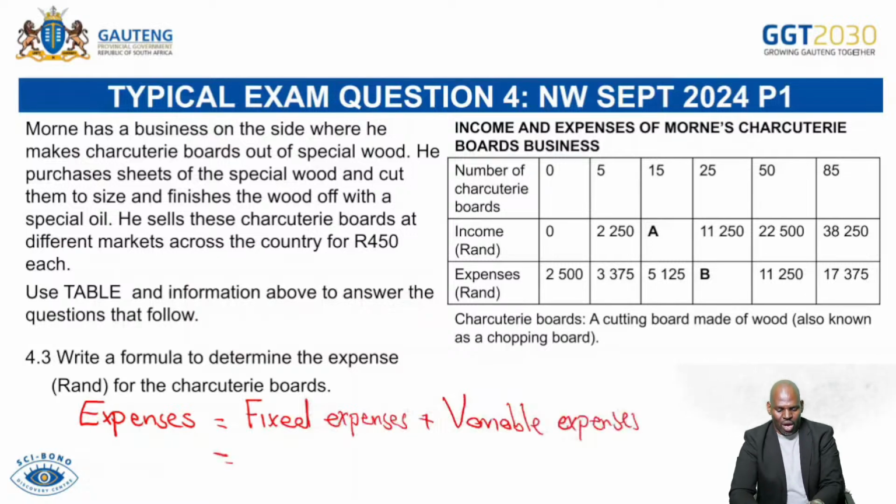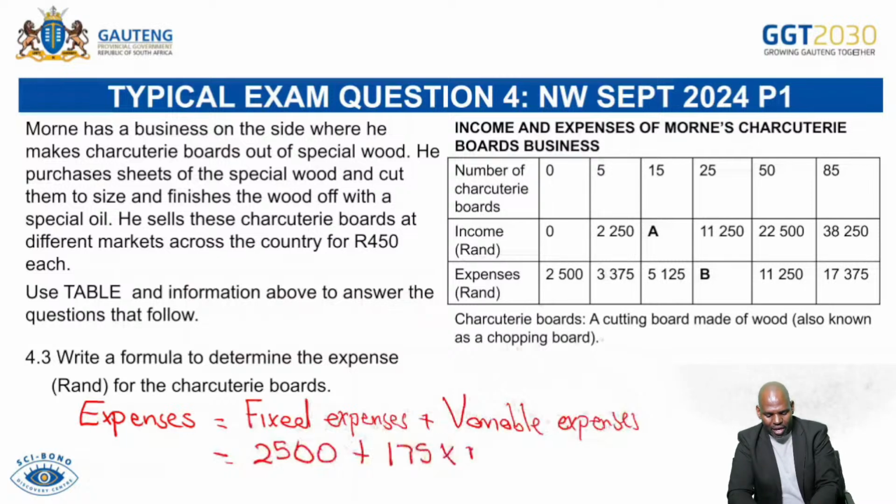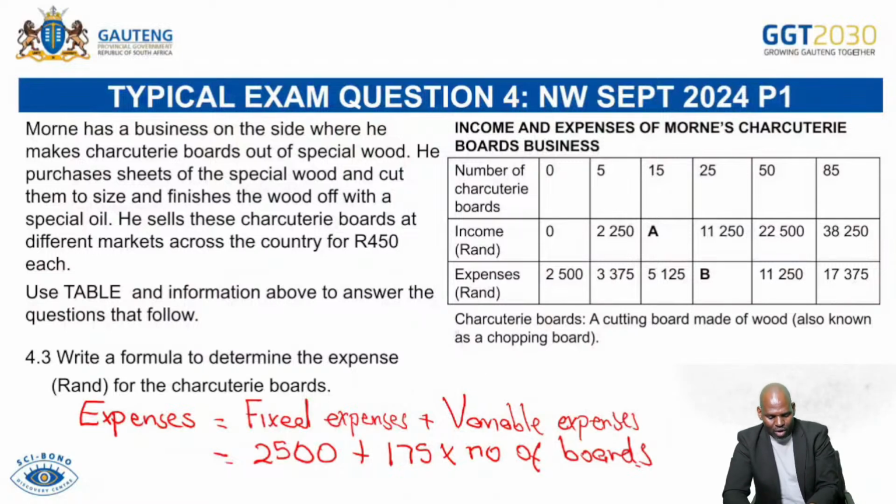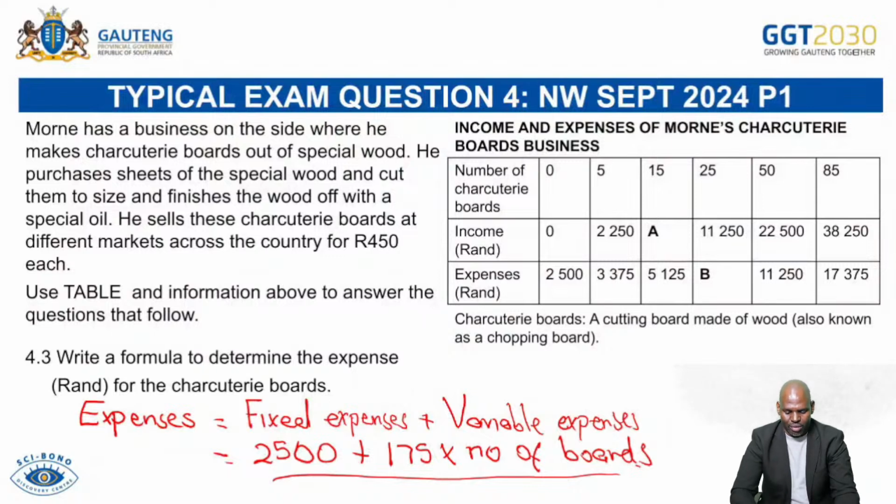Okay, this one we know. Then what is our fixed expenses in this case? Our fixed expenses is 2,500 plus. How do we get variable expenses? For the variable expenses, we take 175 rand, we multiply by number of boards. Okay, you can just say number of calculatory boards. So in this case it is 2,500 plus 175 rand multiplied by the number of boards, and this will be the formula.